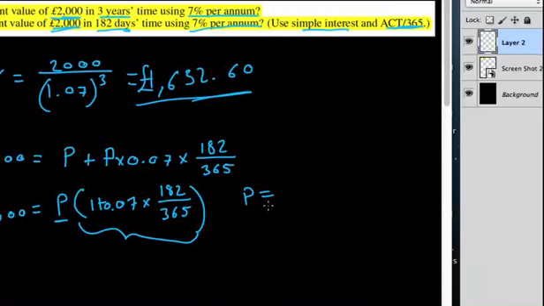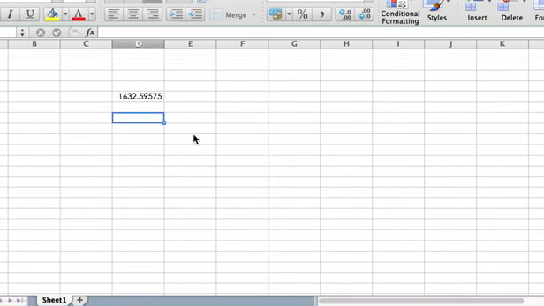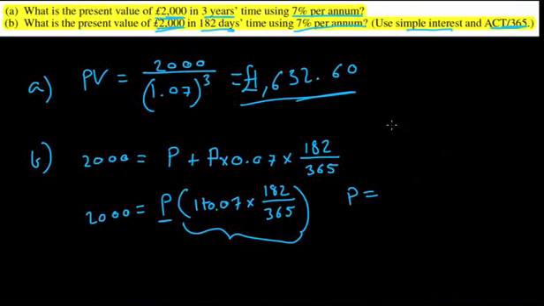So I'll first figure out one side of this and say what is 1 plus 0.07 multiplied by 182 divided by 365. That's 0.07 times 182 over 365, add 1 is that, and then we're going to say equals £2,000 divided by this amount here. So the present value is 1932.55.